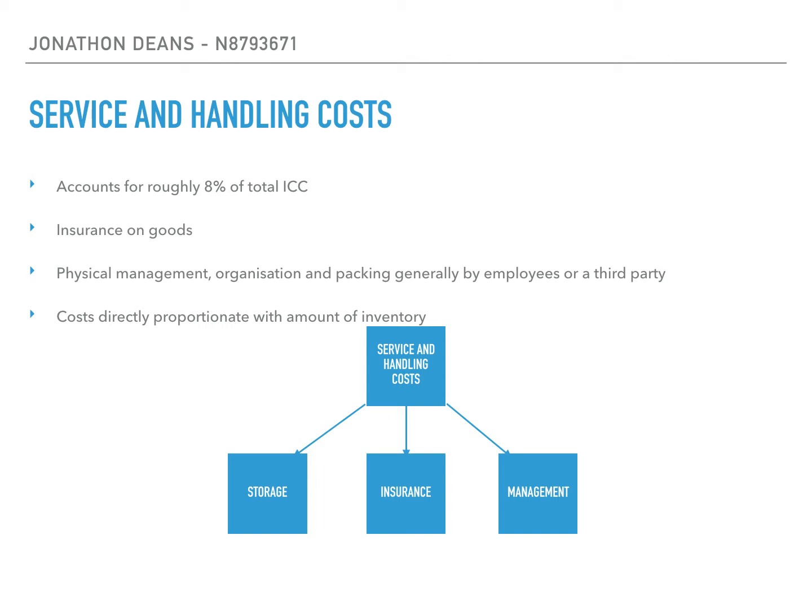The third component of ICC is service and handling costs, which reflects the insurance on goods and the physical organization, management, movement, and packing of the inventory, generally by employees of the business or a third party. Service and handling costs are directly proportional with the time the inventory is stored as well as the amount of inventory. The greater the inventory, the greater the premiums on insurance and manpower required to handle it. This also accounts for roughly 8% of total ICC.